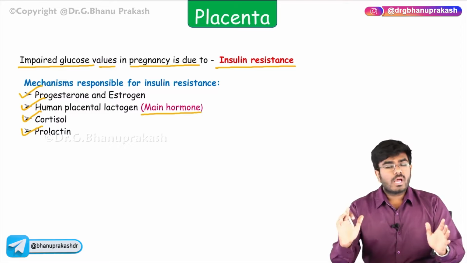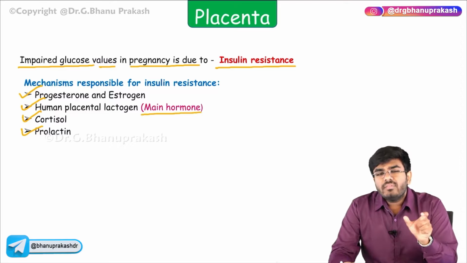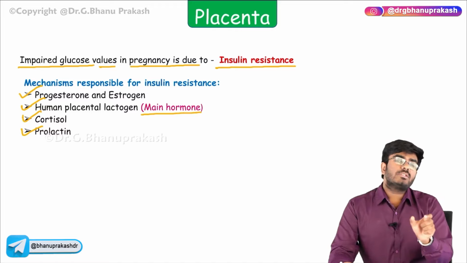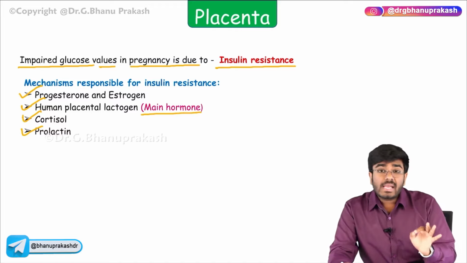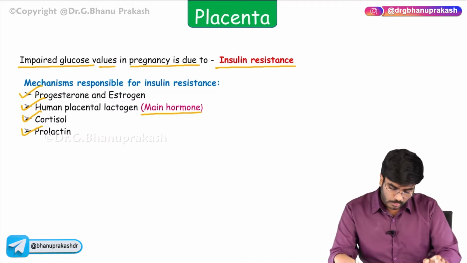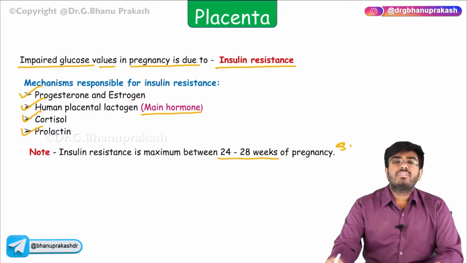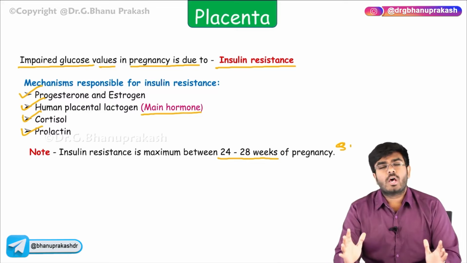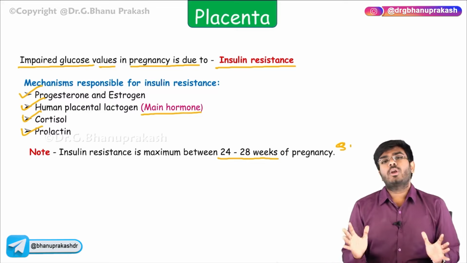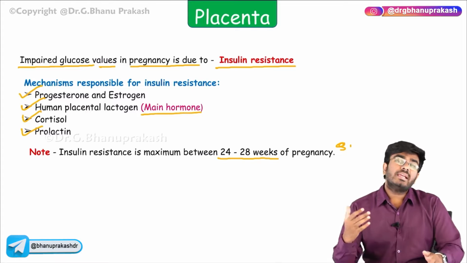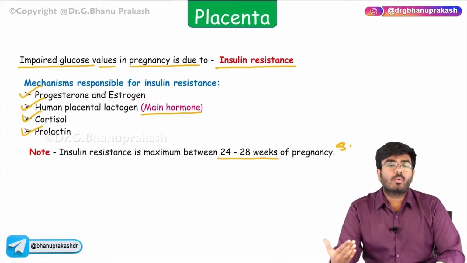Okay. Now last MCQ is, when will be the maximum insulin resistance seen during pregnancy? Maximum insulin resistance is seen during 24 to 28 weeks of the pregnancy. Having said that, we have discussed all important hormones from the placenta, all important points about the placental development. In the next video, let's discuss about the abnormalities of placenta.